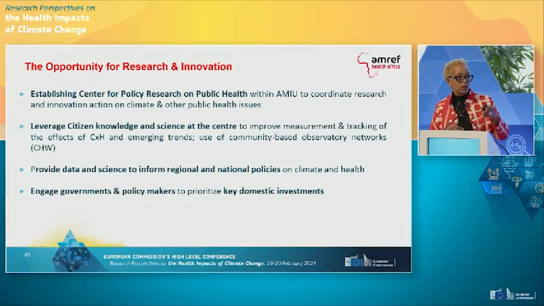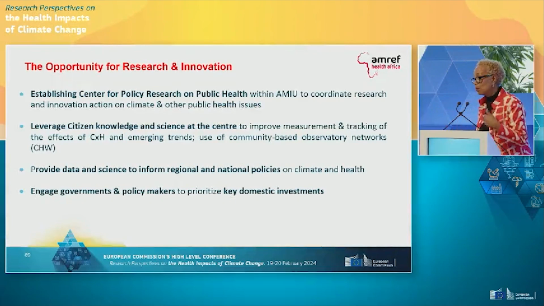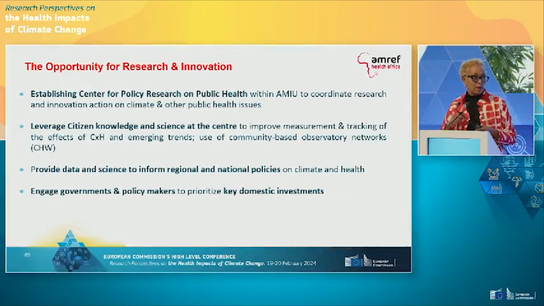So the opportunity, I know our time is getting up, the opportunity really that I see is, number one, we are establishing a center for policy research and public health within our Amref International University, so we can coordinate research and innovation, action on climate and other public health issues. We feel like we need to leverage citizen knowledge and science at the center of everything that we do. We do this currently by community-based observatory networks, using community health workers, et cetera. We need to make sure there's an opportunity here for us to provide data and science to inform regional and continental or national policies on climate.